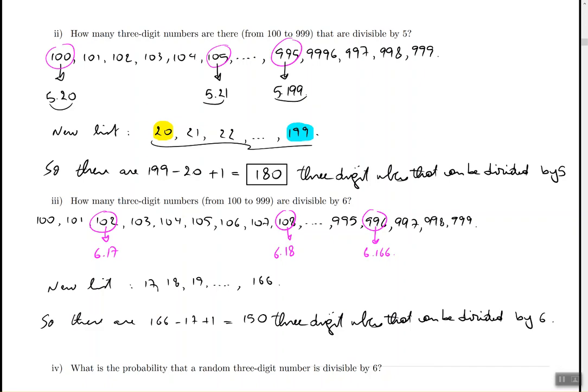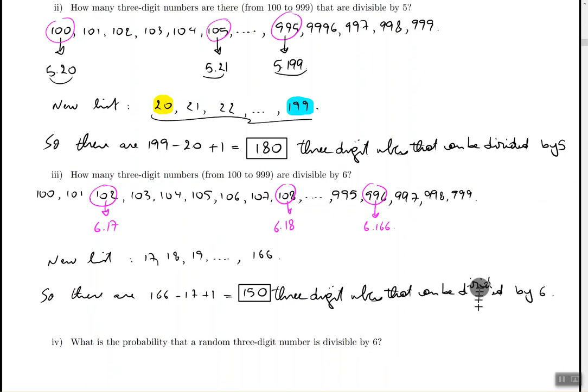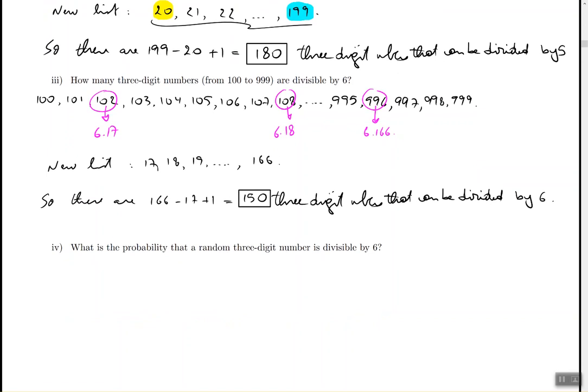In this case, there are 150 three-digit numbers that can be divided by 6. Finally, the question is: what's the probability that a randomly chosen three-digit number can be divided by 6?